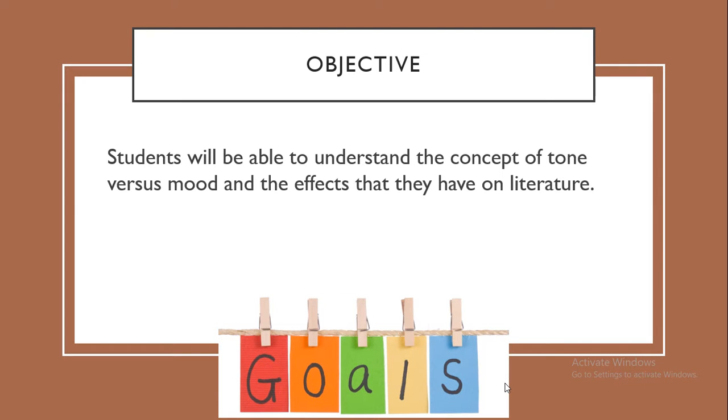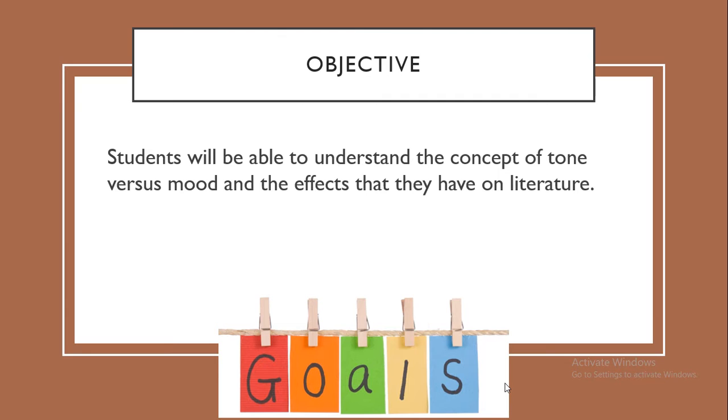Okay, so today's objective is students will be able to understand the concept of tone versus mood and the effects that they have on literature. I chose to start off with this because I noticed in class, the last time we were in person and I brought up tone and mood, we were not all quite sure of what tone and mood were. And most of us were not sure what diction was. This is something I want to definitely make sure we cover before we go into high school because it's super important that you understand tone and mood, and then tomorrow, diction as well, when you are reading literature.